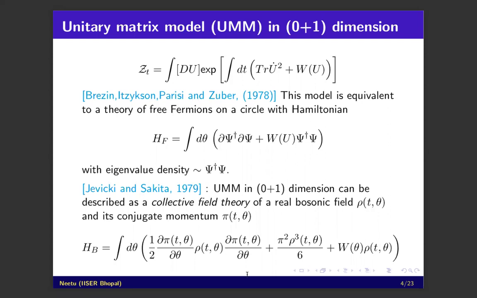I'll show, in a different way, how we can see the description in terms of free fermions. I'm just not going to take this way of showing it. I'll take some other way, but we'll see how this is equivalent to a Fermi picture. So this HB is the collective field theory Hamiltonian.